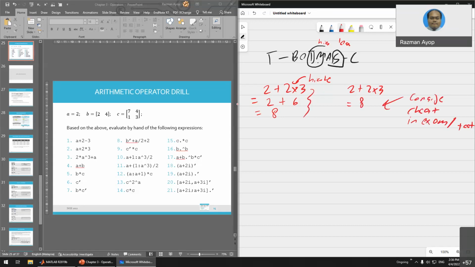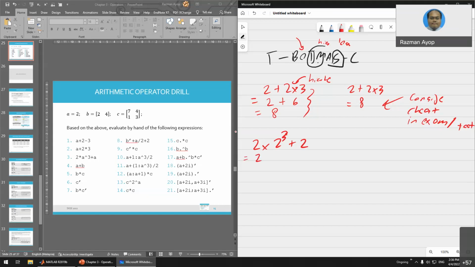How about the third one? The third one is 2 multiplied by 2 power of 3 plus 2. Remember the BODMAS. You can see here you have power of, so this is highest. So you have to solve this first. Of course, do one by one.